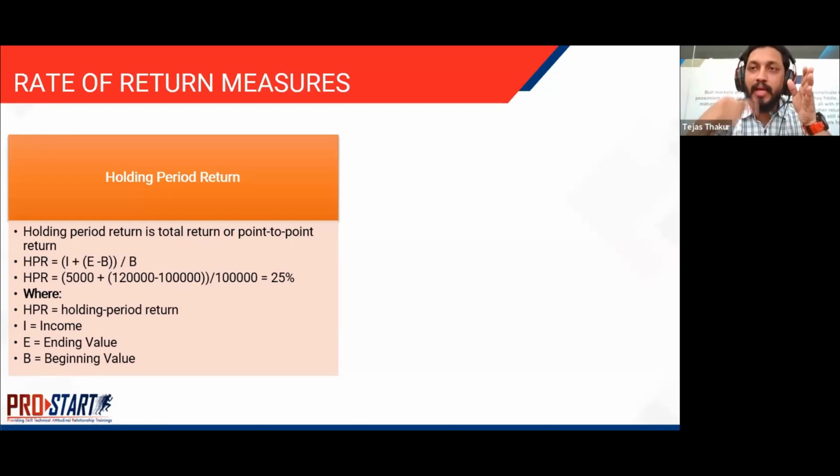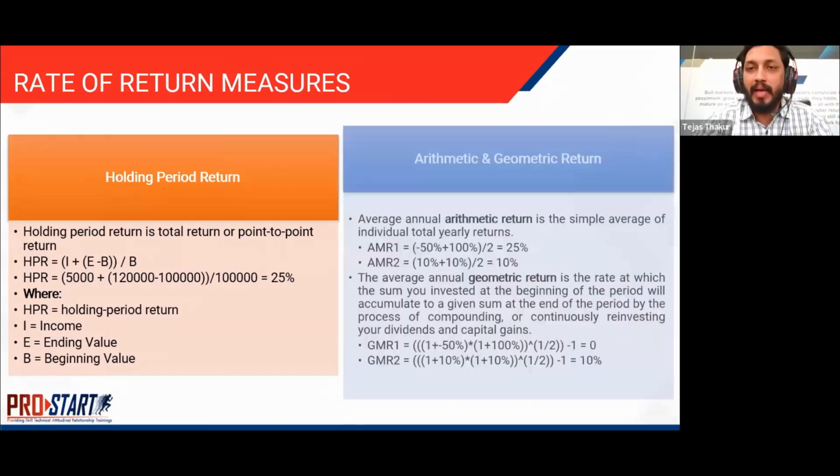It does not annualize the returns. It is a simple absolute number. The formula, as you can see, is income plus the ending value minus the beginning value, divided by the beginning value, which is what I did: 20,000 plus 5,000 divided by 1 lakh rupees.